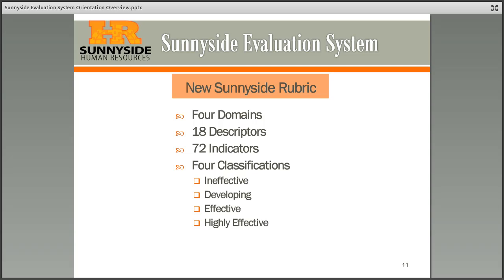The Sunnyside rubric consists of the following. There are 4 domains, 18 descriptors, and 72 indicators. There are also the 4 state and federal classifications, which are ineffective, developing, effective, and highly effective.